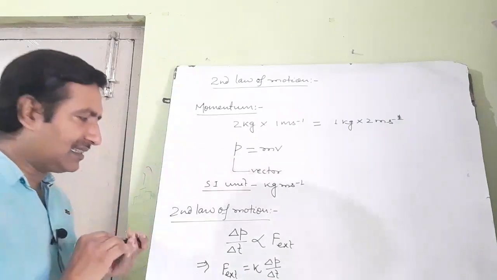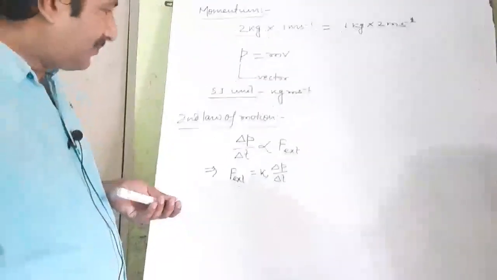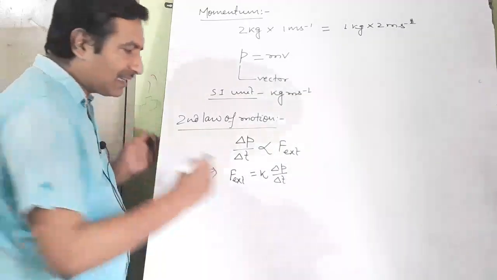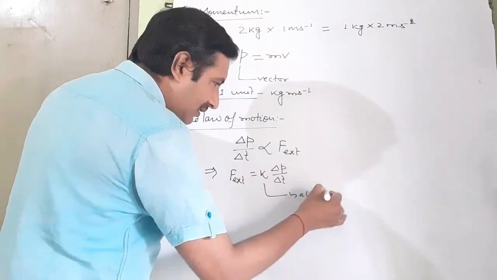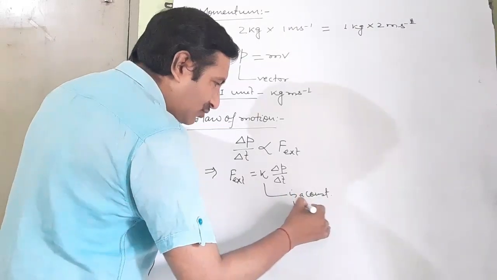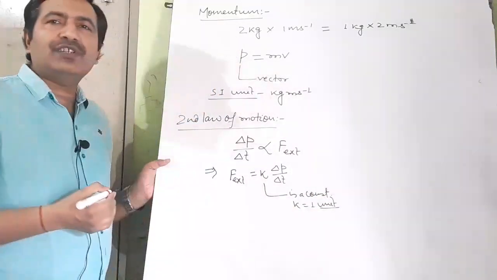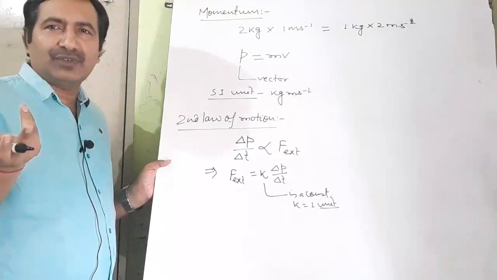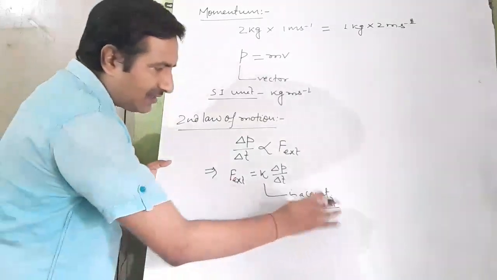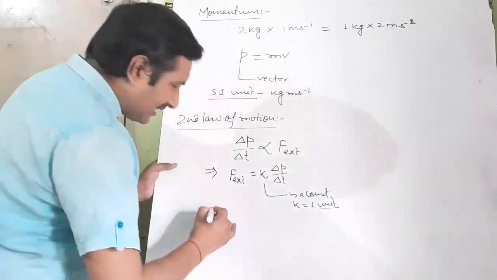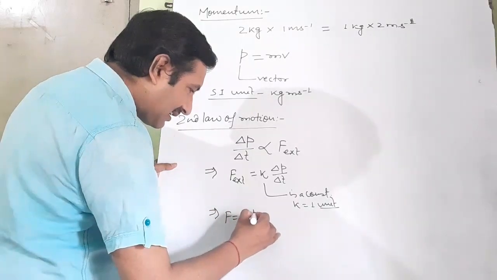Delta P by delta T. Here you see k is a constant whose value is 1, and k is equal to 1 unit. You see, this unit is no unit, means there is no unit of k. So k is 1. After that it will be written as F is equal to delta P by delta T.